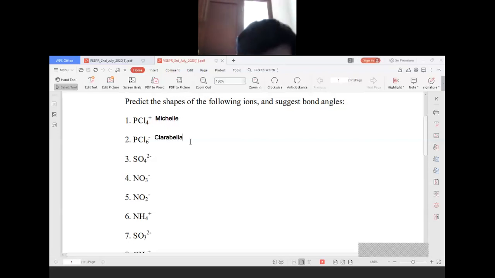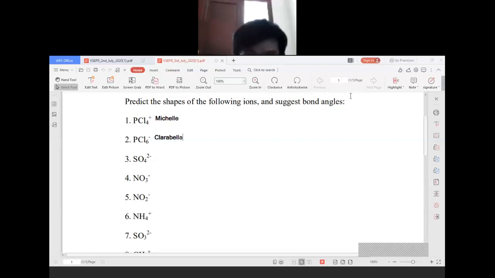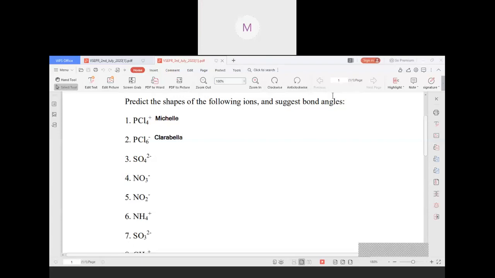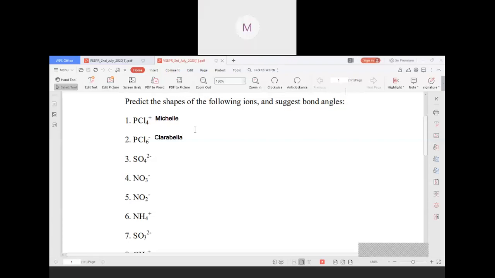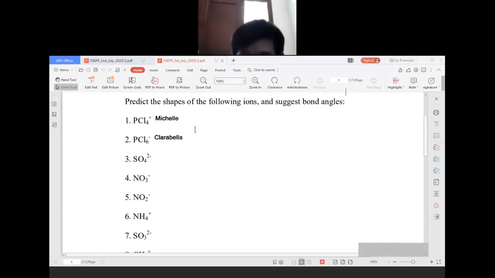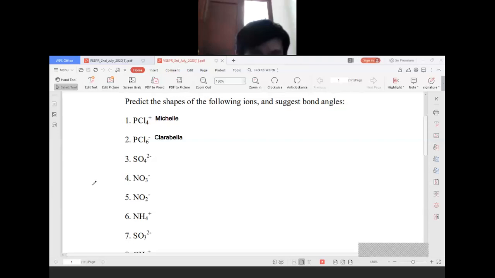Teacher, yes, the shape is tetrahedral. And the angle is 109.5. Yes, correct. Then number 2, Clara Bella. What is the shape of the molecule of the polyatomic ion PCl6 minus?